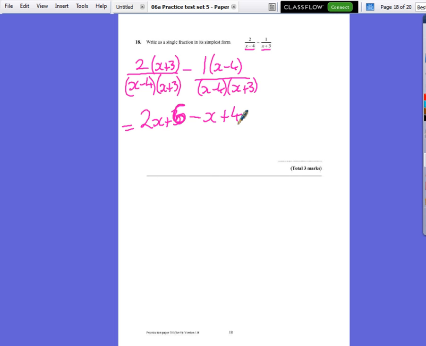Be very, very careful with that bit. And that would all be over (x minus 4)(x plus 3). And just to simplify that too, 2x take x is just x, and plus 6 plus 4 is plus 10. And that would all be over the common denominator of x minus 4 and x plus 3.